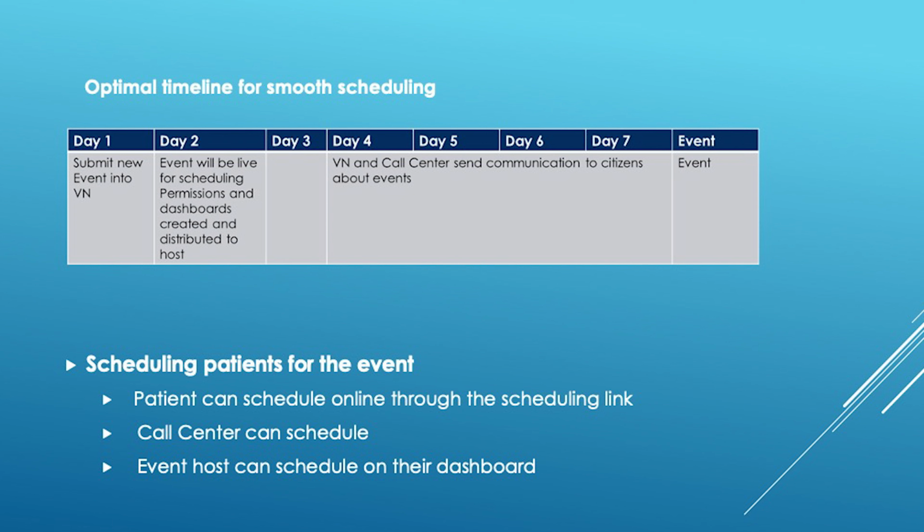We can't schedule more than 8 days out, though, and there is a reason for that. If we have to move anything, it is a pretty big lift to reschedule all those people. If we had 2,000 people scheduled for an event and we have to move it or change it, it's a pretty big change. So we try not to schedule much further than that unless it is a second dose clinic. Patients can schedule through their link, they can call the call center, or the event host can schedule. So the LPHA and the RIT can all schedule through their dashboard.